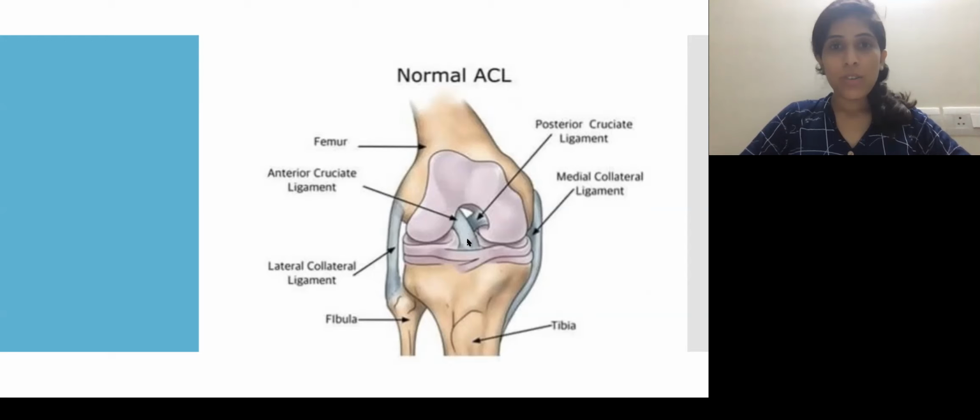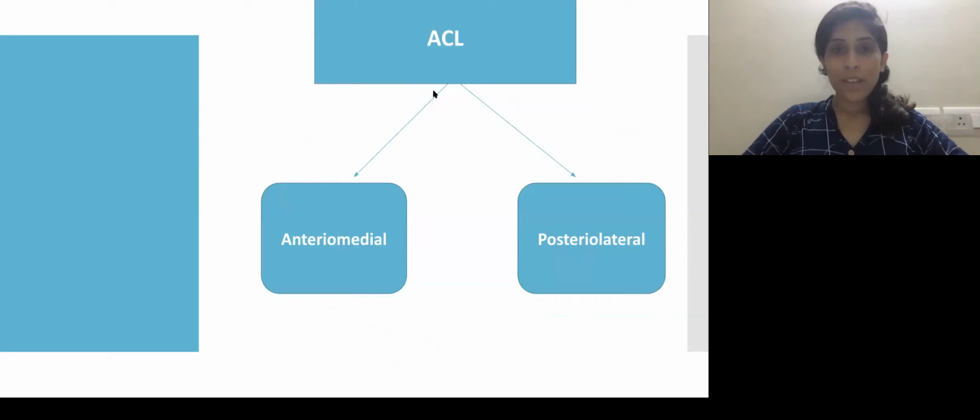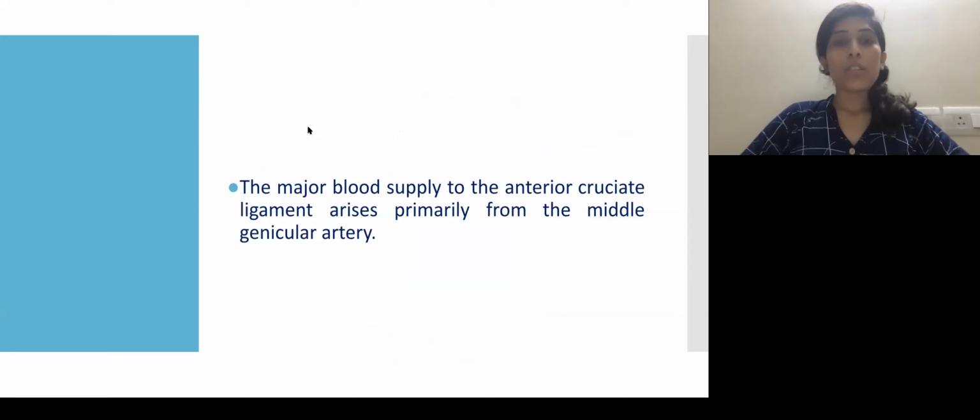So it starts anteriorly, near the intercondylar space. It moves in the upward and posterior direction and attaches to the posterior medial aspect of the lateral condyle. It has two bundles, anterior medial and posterior lateral. The blood supply to this ACL is the genicular artery, the medial genicular artery.